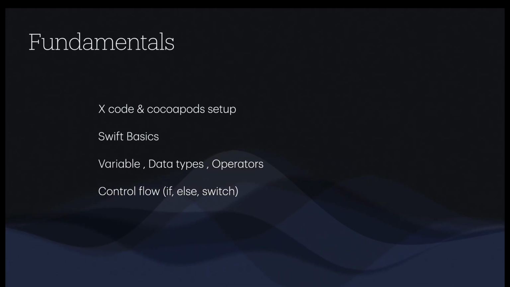Next part is the if-else statement. It allows your application to make decisions. The program checks a condition and executes different code depending on whether the condition is true or false. For example, showing premium content only to subscribed users. It helps create dynamic app behavior.